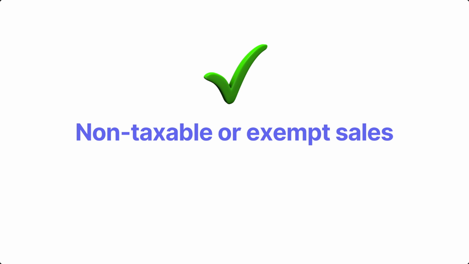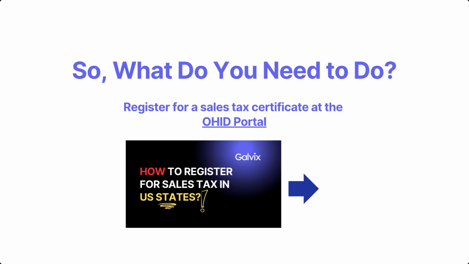Now, once you've calculated based on these conditions, if you still cross the $100,000 threshold or 200 transactions, then you will be required to register for a sales tax certificate at the Ohio portal, which is the OHID portal. You can check out one of our tutorials, which will give you a visual walkthrough on how you can navigate this portal and get your sales tax certificate.